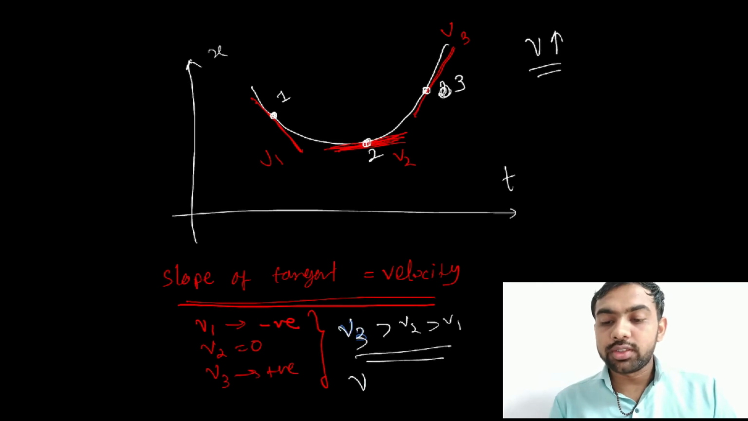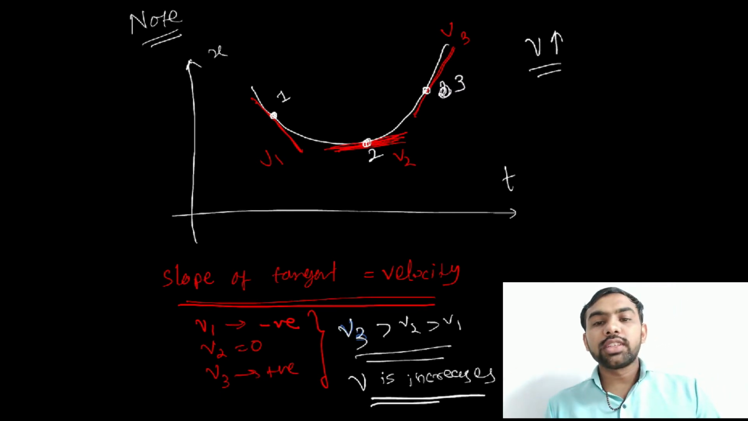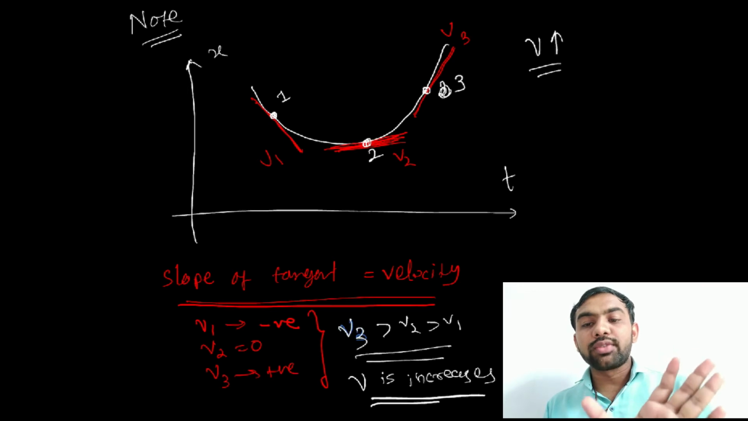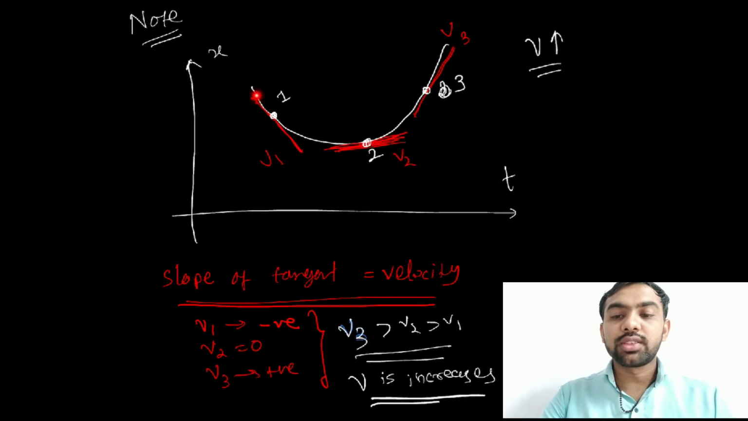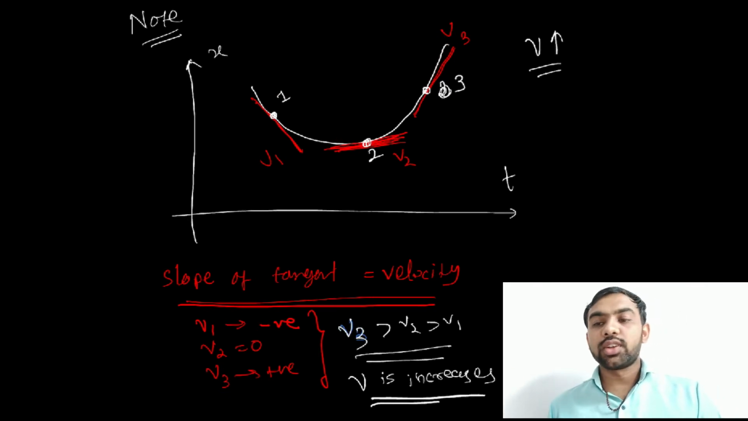तो यहाँ पे क्या हो रहा है? Velocity is increasing. Note this in your books. When the velocity increases, you draw the x versus t graph in such a way. Not this one, this white line. When velocity increases, you draw this white line. All of you guys note this.